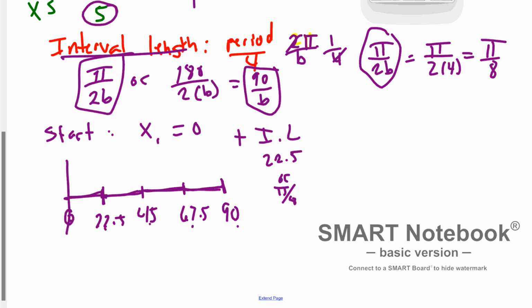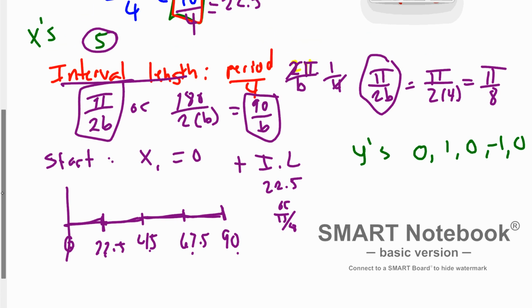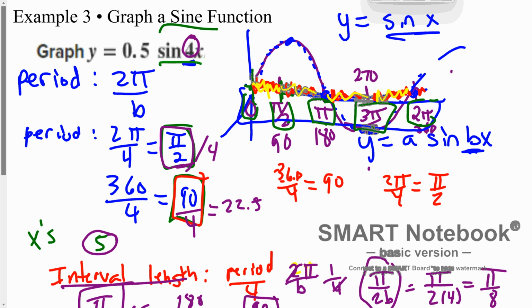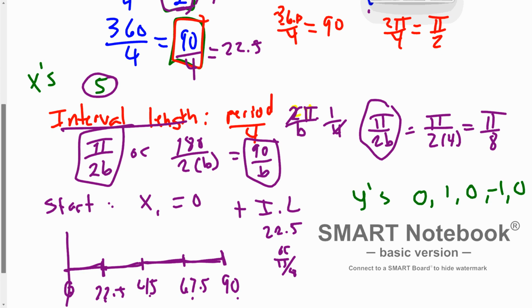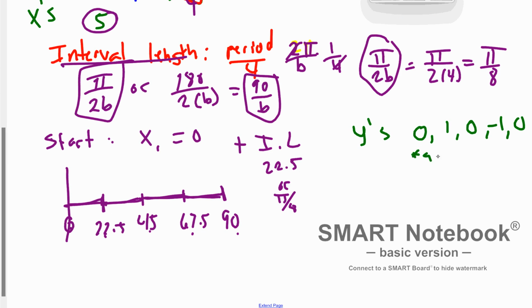All right, so now I can go ahead and graph my y values. The y values I have normally for sine and cosine, I usually just have 5. For sine, they are 0, 1, 0, -1, and then back to 0. So all I have to do is look at what I'm multiplying my y values by. Sine of 4x is just going to give your y values, and then you multiply by your amplitude, what's in front. I'm going to take these y values and multiply every single one of them by my a.